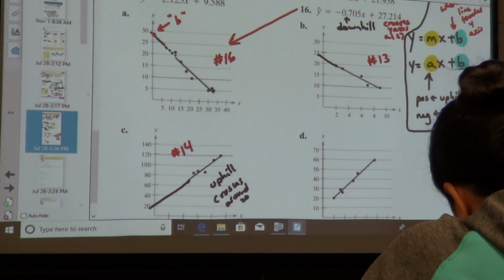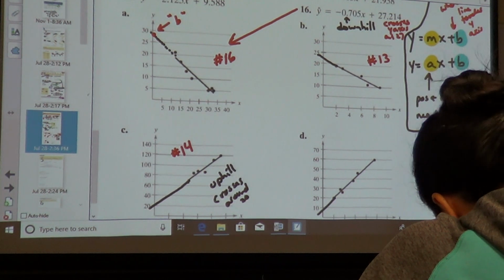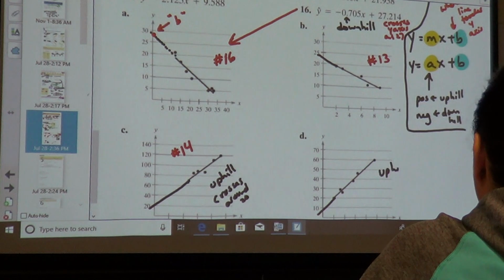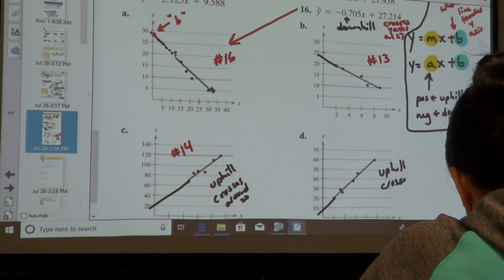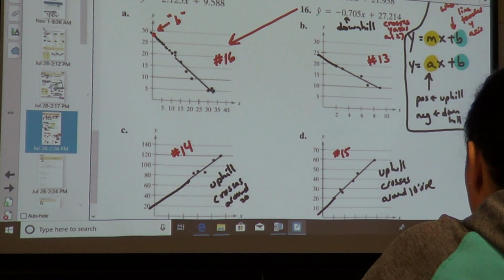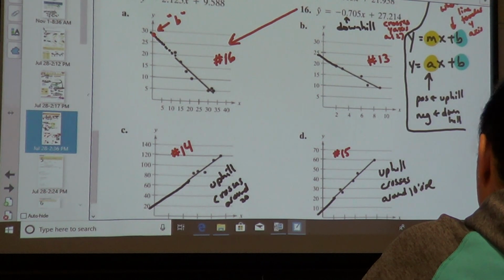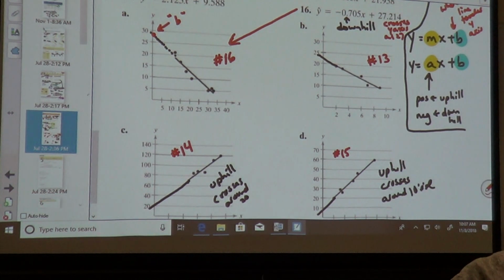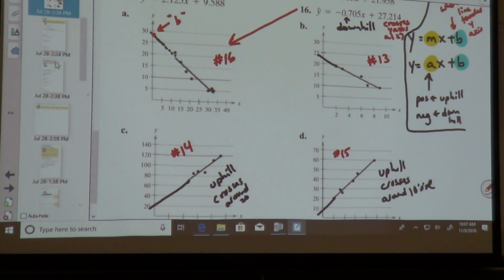And if I draw this one, it is uphill and crosses around 10-ish. 15. So this one is going to be number 15. So the first number is positive or negative. That tells uphill, downhill. The second number tells me where it crosses the line. Easy? All right, let's add a little more to it.